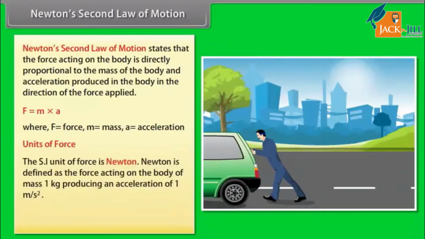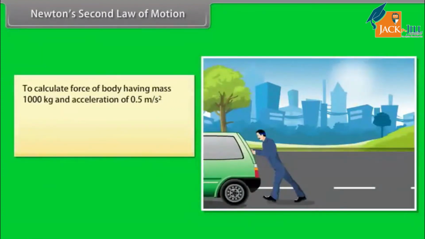The SI unit of force is Newton. Newton is defined as the force acting on the body of mass 1 kg, producing an acceleration of 1 meter per second square. Unit is equal to kilogram meter per second square, or Newton. To calculate force of body having mass 1000 kg and acceleration of 0.5 meter per second square, F is equal to 1000 into 0.5, which is equal to 500 Newton, or kilogram meter per second square.